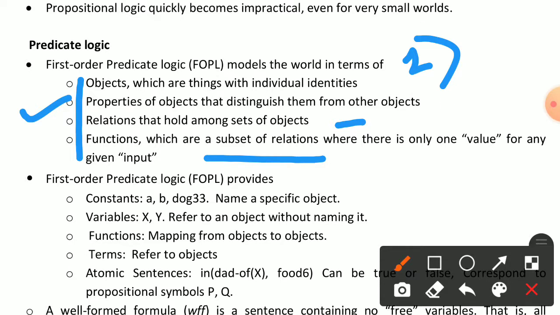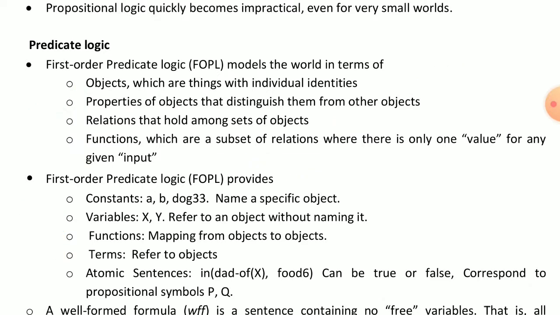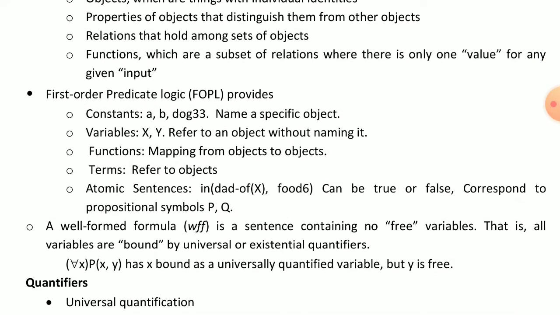Okay, now second is FOPL provides. What is the facility provided by FOPL? First order predicate logic provides constants. We can take different constants like any alphabet A, B, C, then dog, 3. Here we can take a specific name for a particular object. Okay, next is variables.